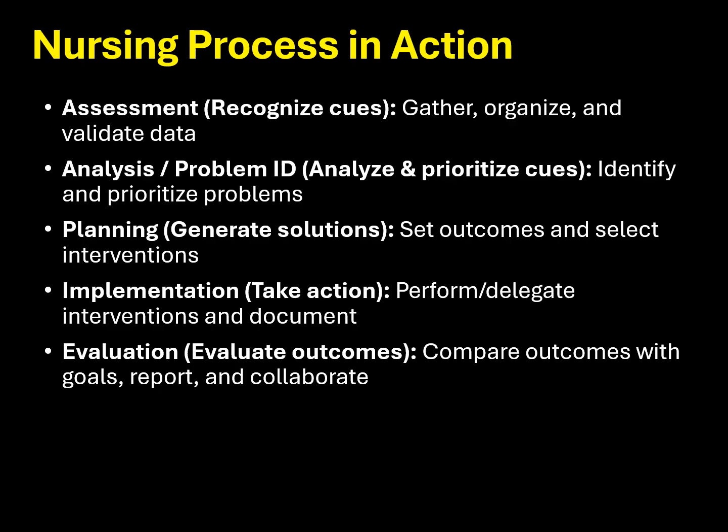Third, planning. The nurse and patient set goals together. These goals are stated as expected outcomes. Interventions are chosen to help achieve these goals. Fourth, implementation. This is where action happens. The nurse carries out or delegates the planned interventions and documents how the patient responds. Finally, evaluation. Here we decide whether the goals were met. If they weren't, we adjust the care plan. Nursing care is always dynamic, constantly changing based off of the patient's needs.